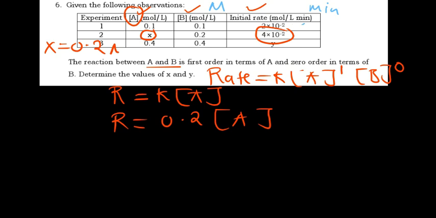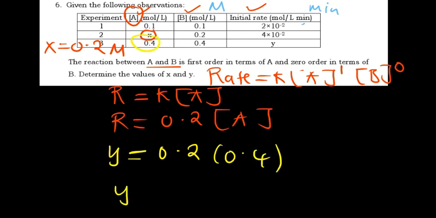For the value of Y, it is actually the rate, as you can see. So we're trying to find R. I'll put Y equal to 0.2, our K, times 0.4 there. So Y is equal to 0.2 times 0.4, which is 0.08. So that is the rate. So it's molar concentration per minute.